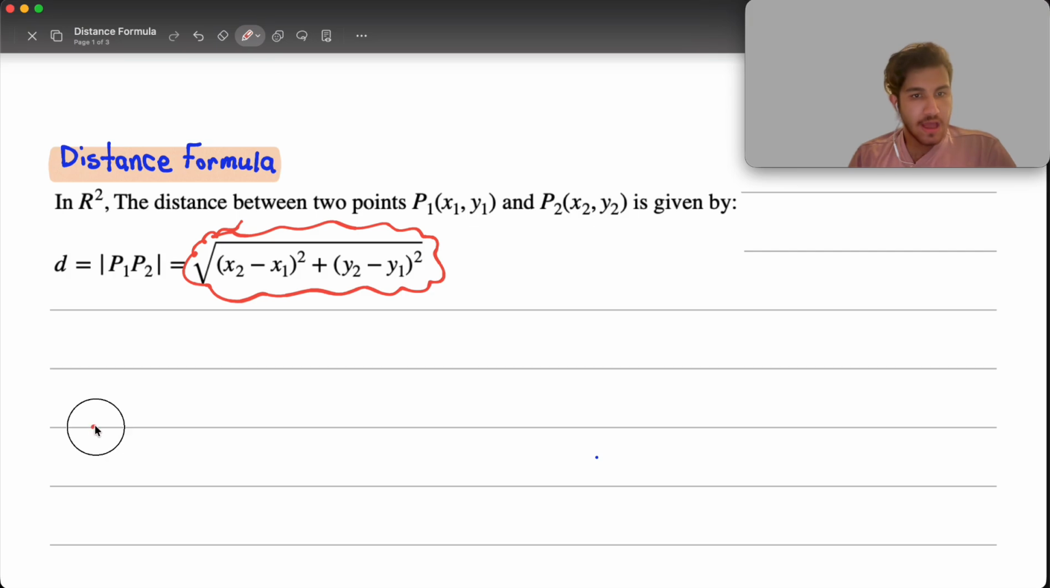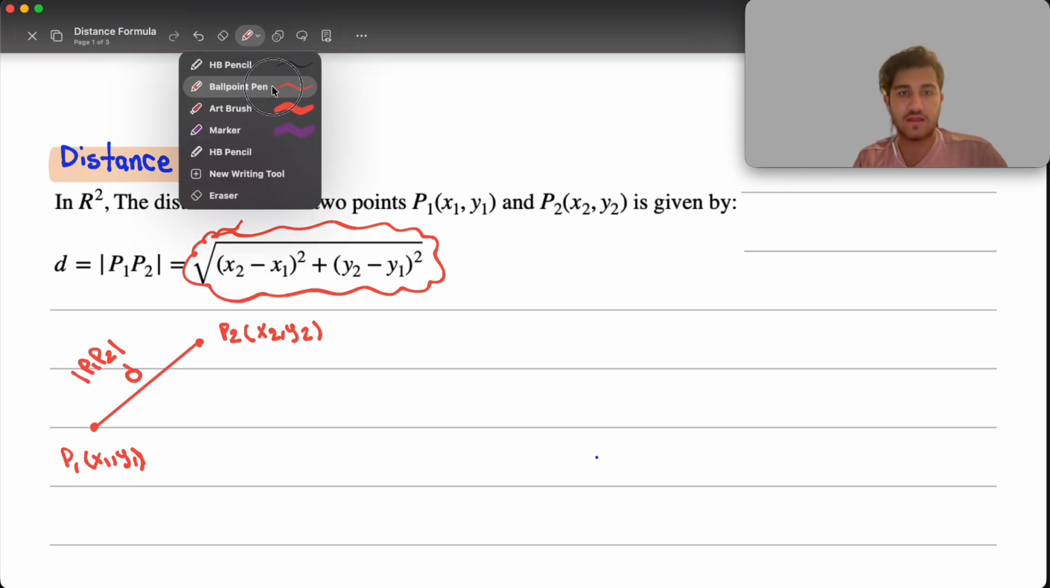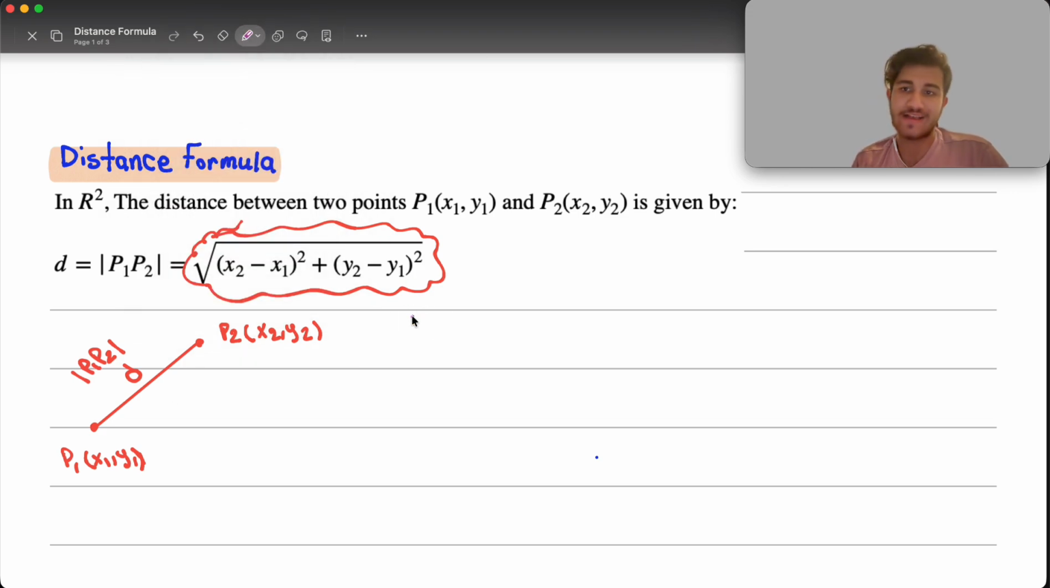Let's see. If I have the point P1 right here with the coordinates x1 and y1, and I have another point right there, which is P2 with the coordinates x2 and y2, then we are really interested in the distance between them. We can show this distance as d, or the absolute value of P1 to P2. We are actually looking for this length. The way we're going to work out this problem is that we are assuming this d is the hypotenuse of a right triangle. So I'm going to make a right triangle where d is its hypotenuse.